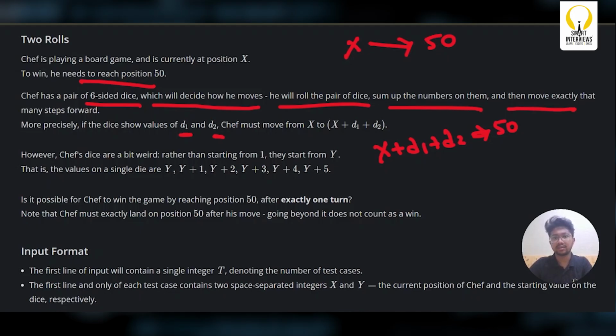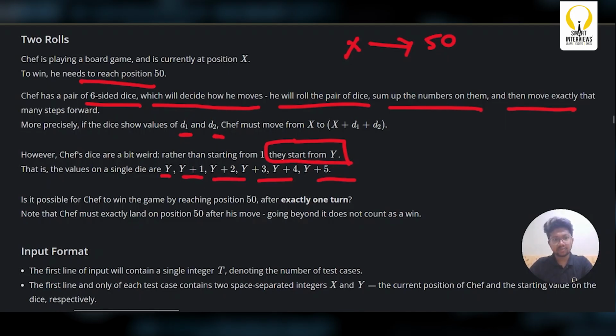But here the small twist is that normally the dice faces start from 1 to 6, but here they start from y. So the faces are y plus 1, y plus 2, y plus 3, and so on till y plus 5.